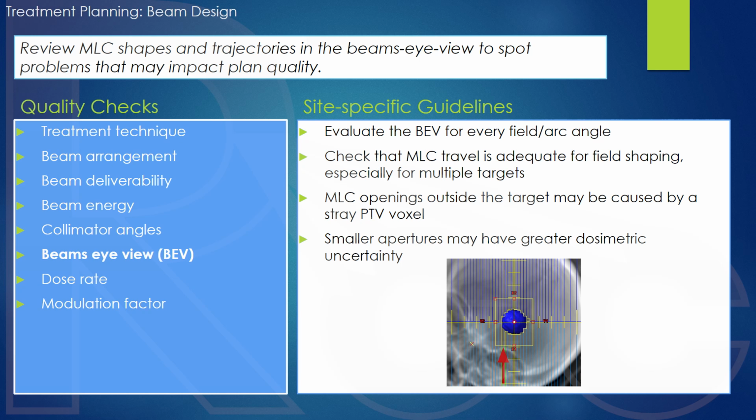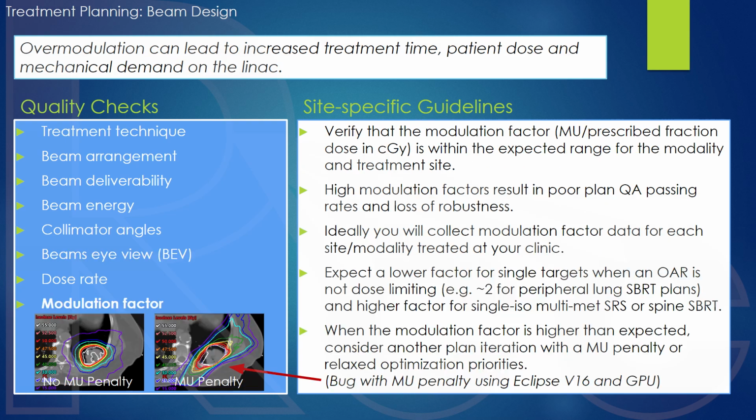Smaller apertures can have greater dosimetric uncertainty. And so all things being equal, if you can achieve the same plan quality with a slightly larger aperture, then that's recommended. So overmodulation can lead to increased treatment time, patient dose through increased leakage and scatter, and can increase the demands on the LINAC. So what do I mean by modulation factor?